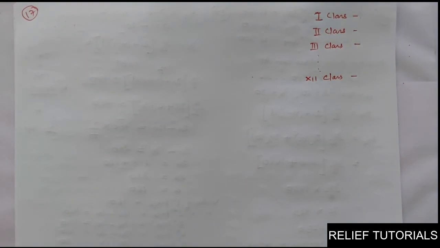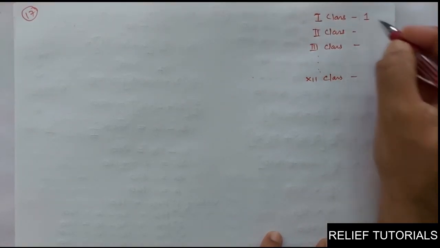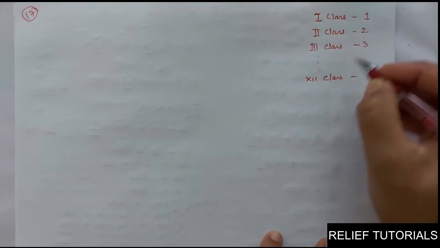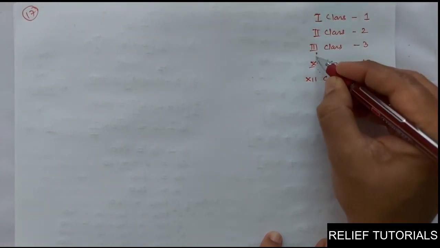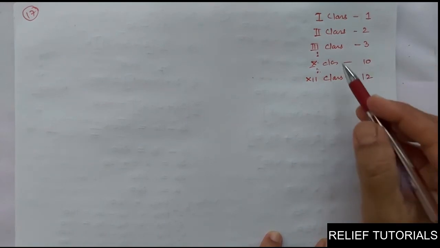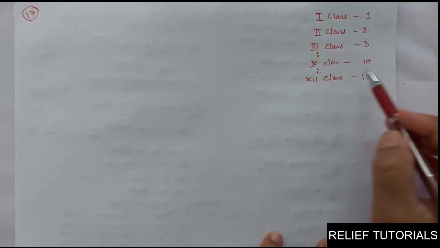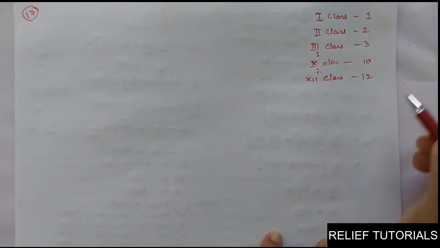What it says: it was decided that the number of trees that each section of each class will plant will be the same as the class in which they are studying. Example, a section of class 1 will plant 1 tree, a section of class 2 will plant 2 trees, and so on till class 12. There are 3 sections of each class. How many trees will be planted by the students? So first class will plant 1 tree, second class 2, third class 3, 4th class 4, 5th class 5, 6th class 6, 10th class 10, 11th class 11, 12th class 12 plants.